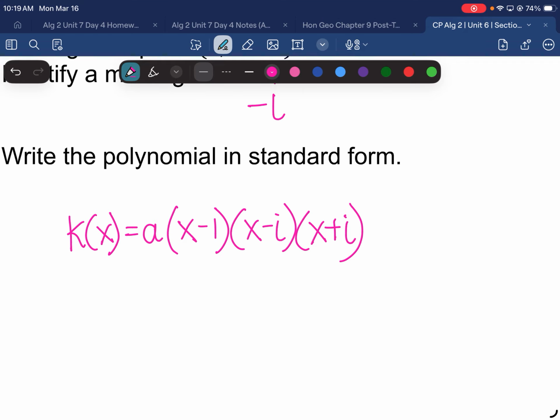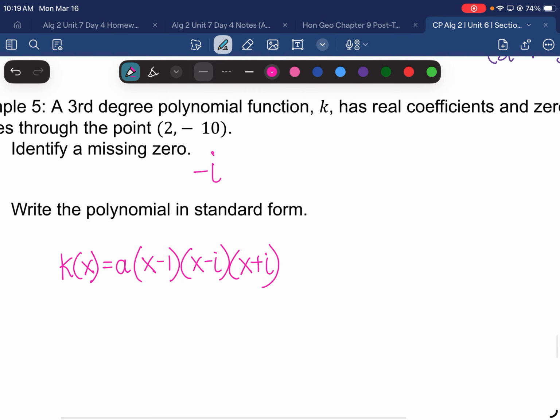What do I do to find A? Do you have to plug your x and y in? Yes. Now don't always assume, so on that last example it was 0, a number, but you're right. You have to plug these numbers in, x and k of x, in there. I agree.